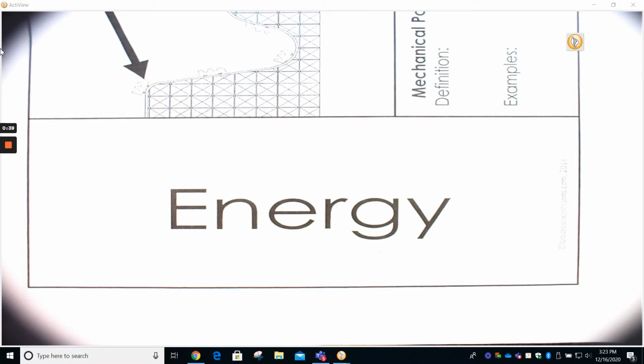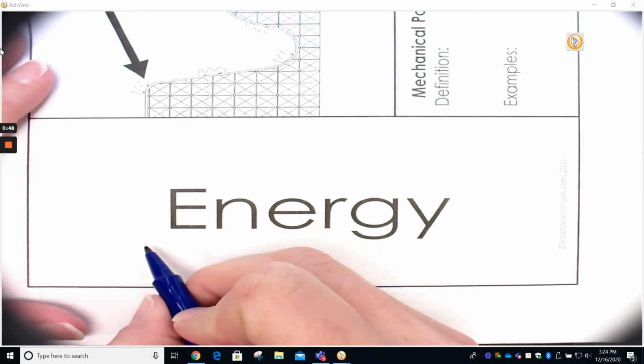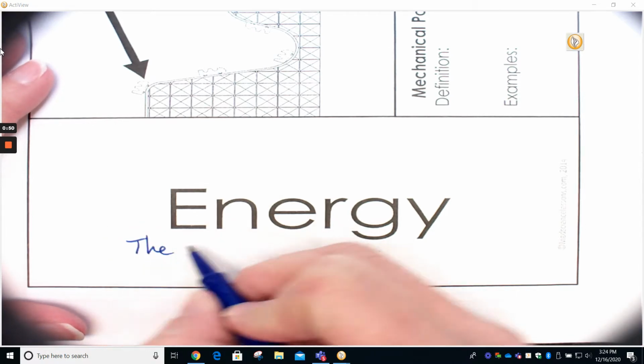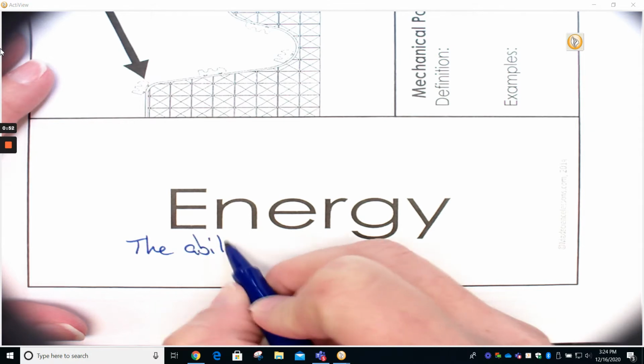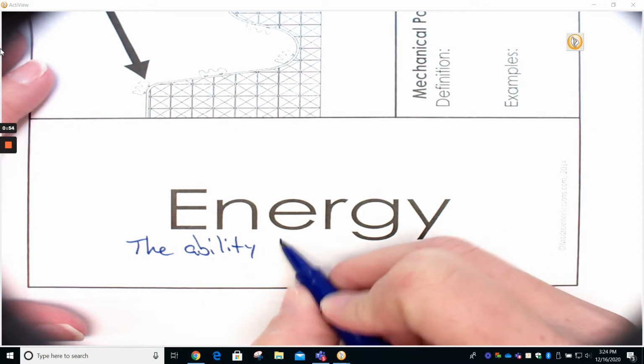So the first thing I want to talk about is energy. And what is energy? If you looked back in your vocabulary notes, you would know that energy is the ability to cause change.